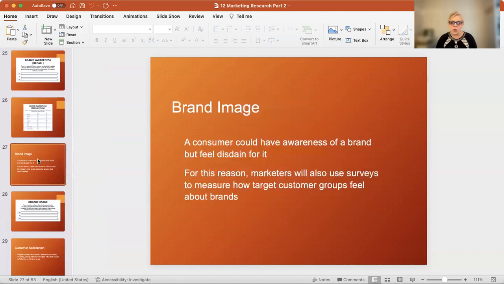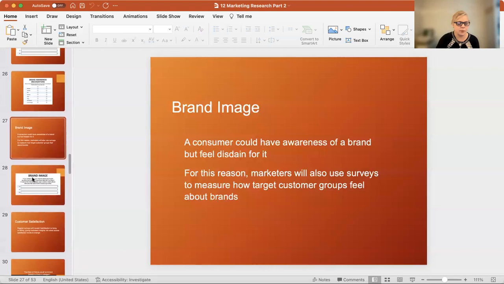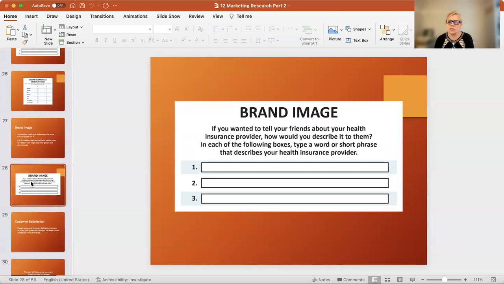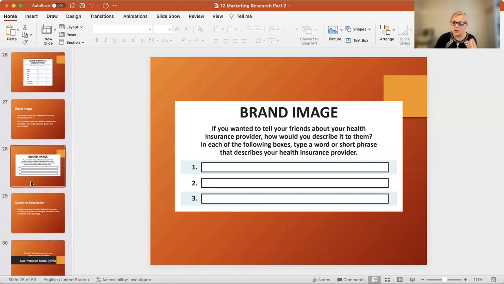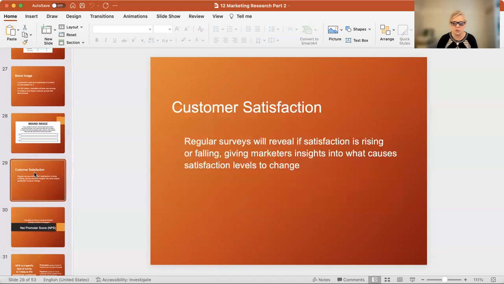Brand image. We want to know if a customer has awareness of a brand and how their feelings are around it. We understand when they see a particular type of brand image, what kind of feelings that invokes in them. So if you wanted to tell your friends about your health insurance, how would you describe it? Use a short phrase. This gives us a good idea of what their behavior and attitude is toward it.